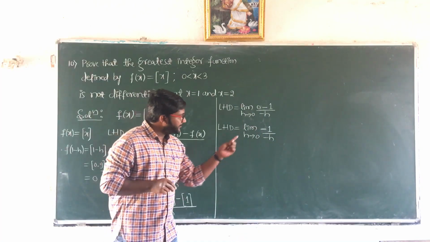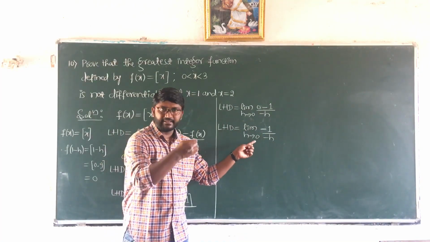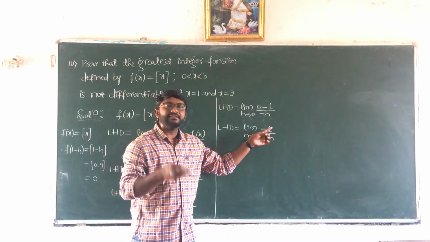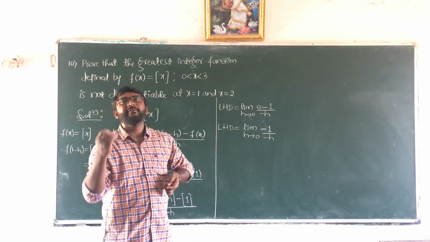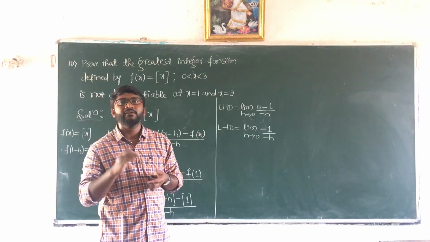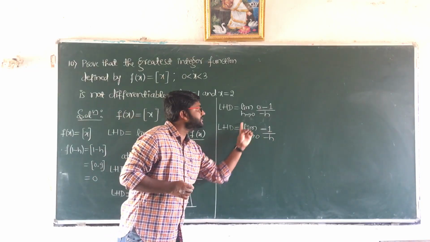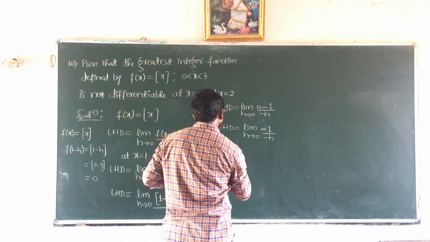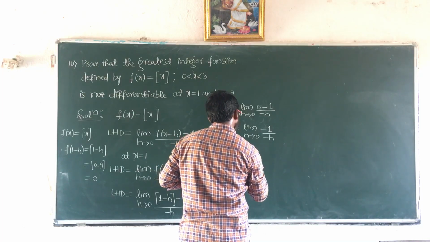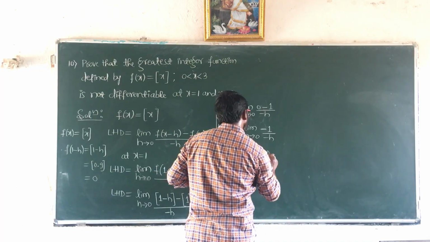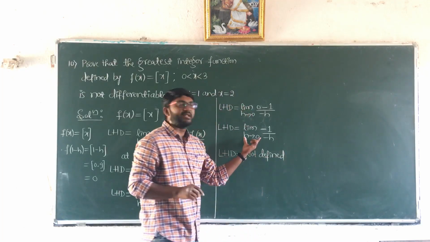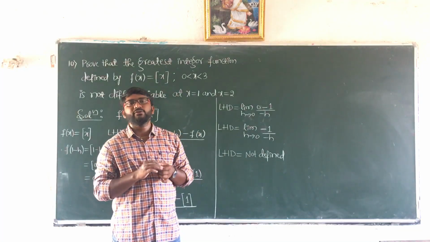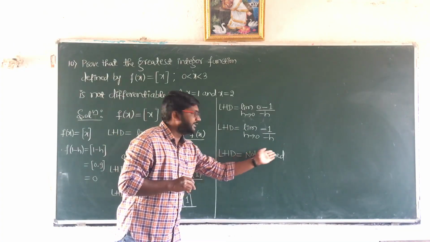Now if you apply the limit in the next step, in the denominator we are going to have 0. So that becomes minus 1 divided by 0. Anything divided by 0 is always infinity or not defined. So the value of this is going to be infinity or not defined. So LHD is not defined, because after applying the limit we are going to have 0 in the denominator, and we should never have 0 in the denominator. So this is nothing but the left hand derivative.